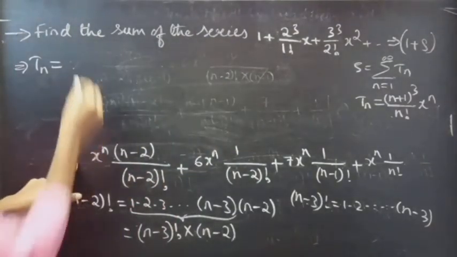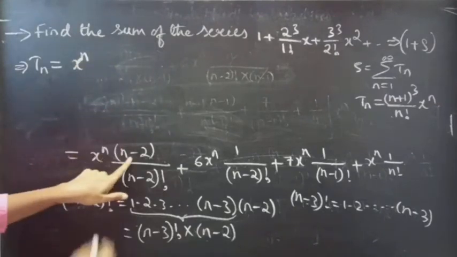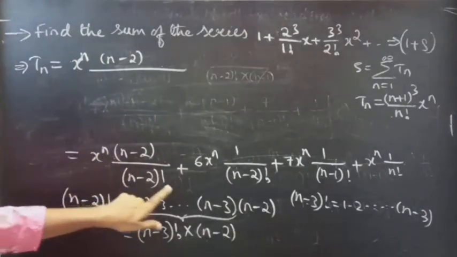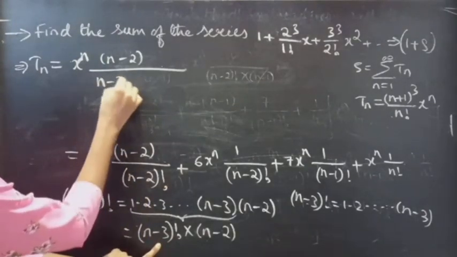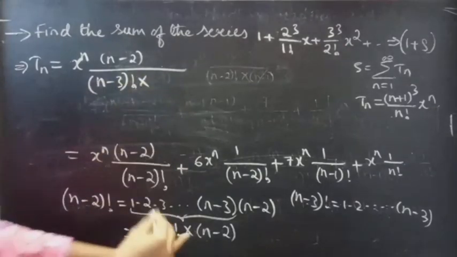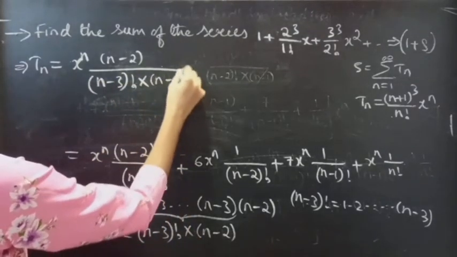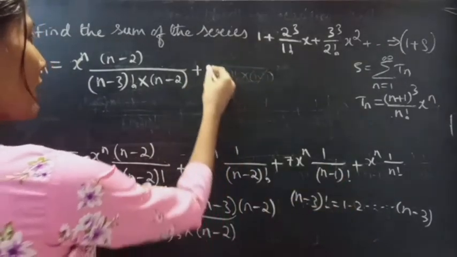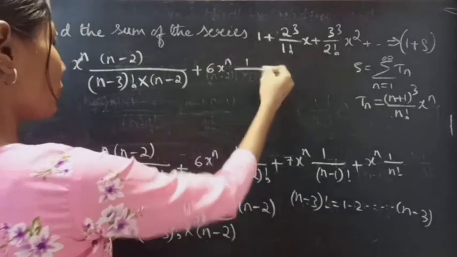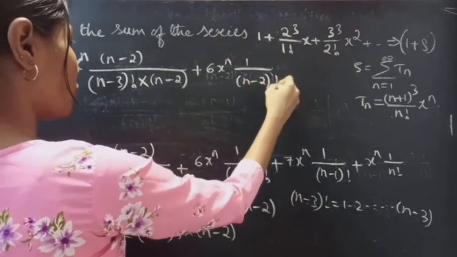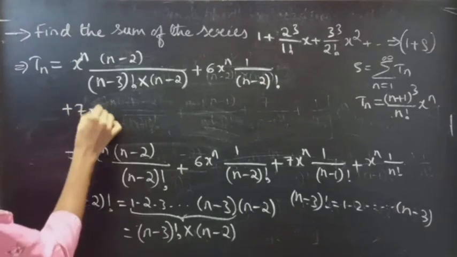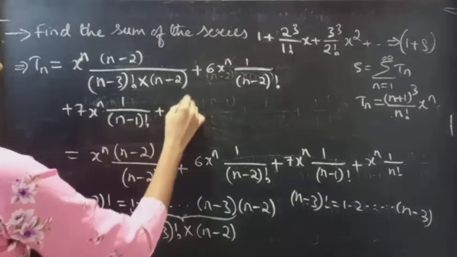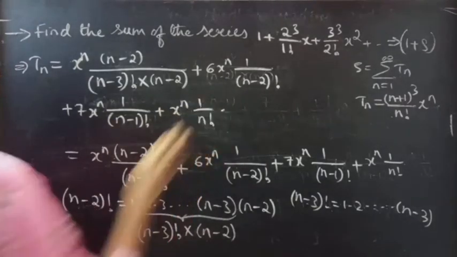So this becomes x^n (n-2) by, replacing (n-2)! by (n-3)! into (n-2), plus all the three terms as they are, 6 x^n · 1/(n-2)! plus 7 x^n · 1/(n-1)! plus x^n · 1/n!.